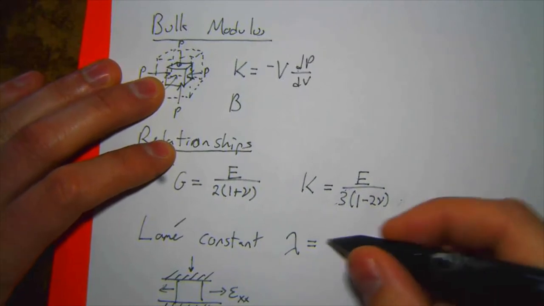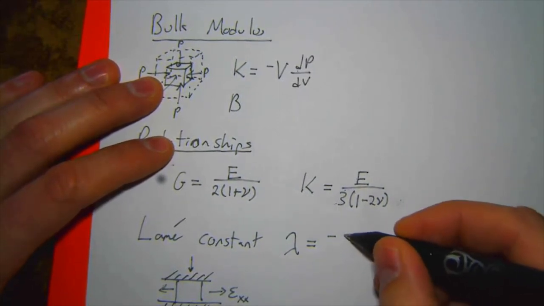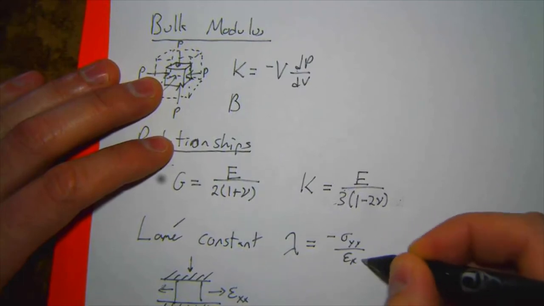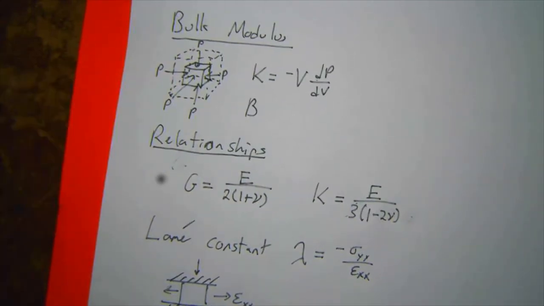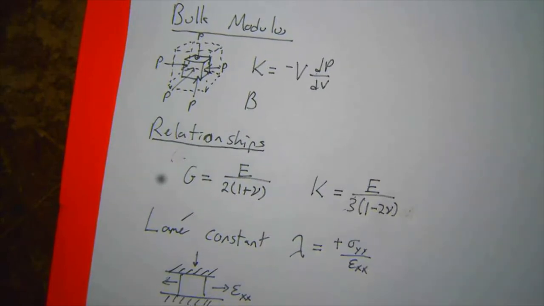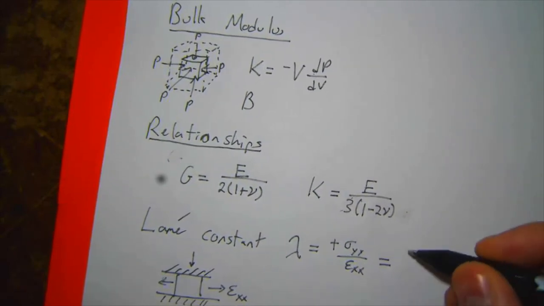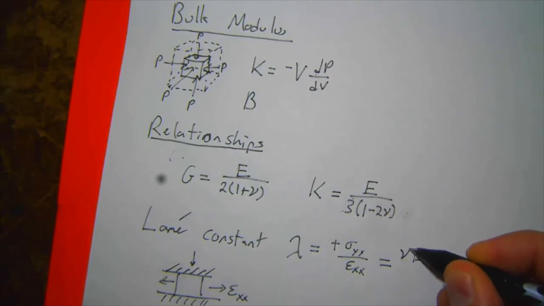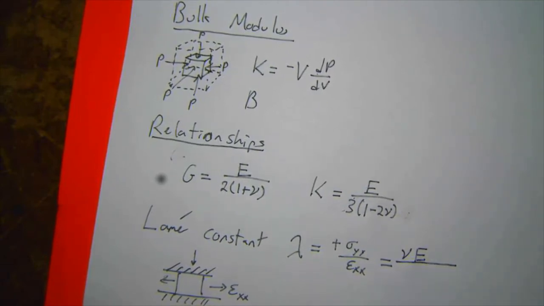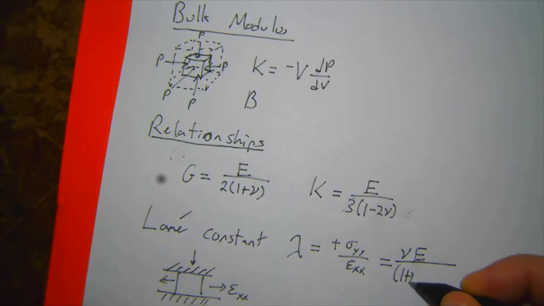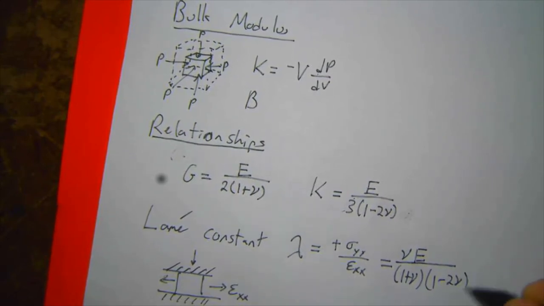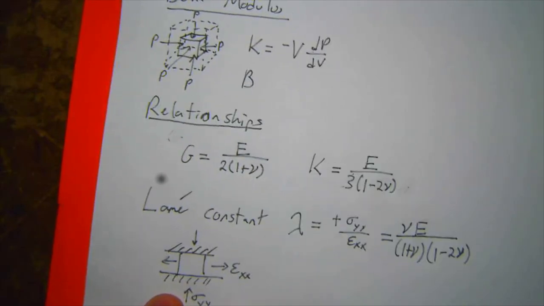So it's the ratio between sigma yy and epsilon xx. Let me double check that to make sure I'm not lying to you. Oh, there's a positive, just kidding. But this also relates to Young's modulus and Poisson's ratio as E nu over (1 plus nu)(1 minus 2 nu). There we go.